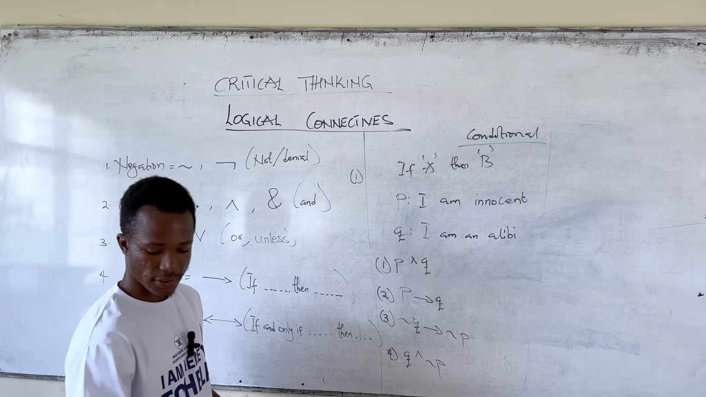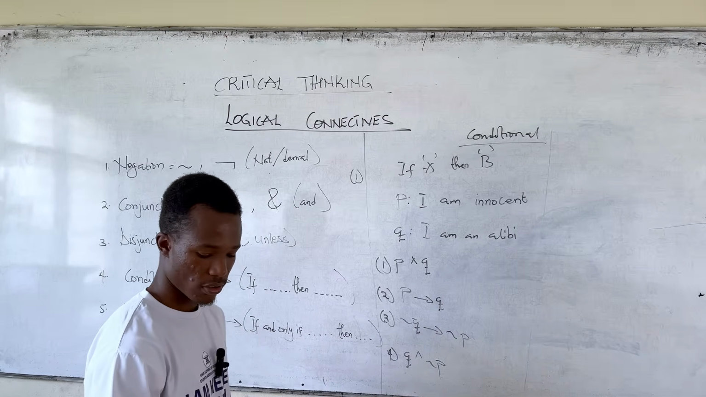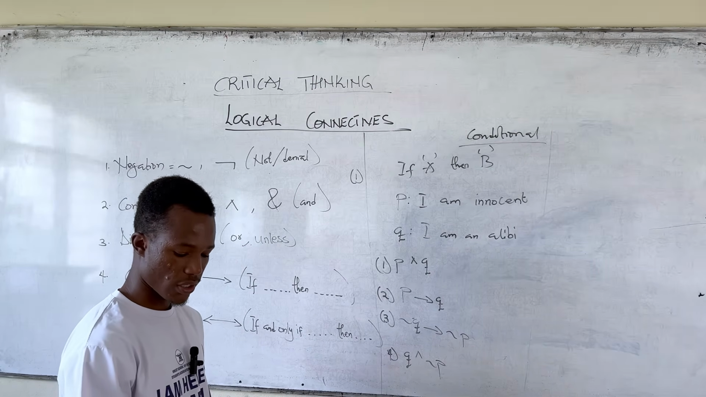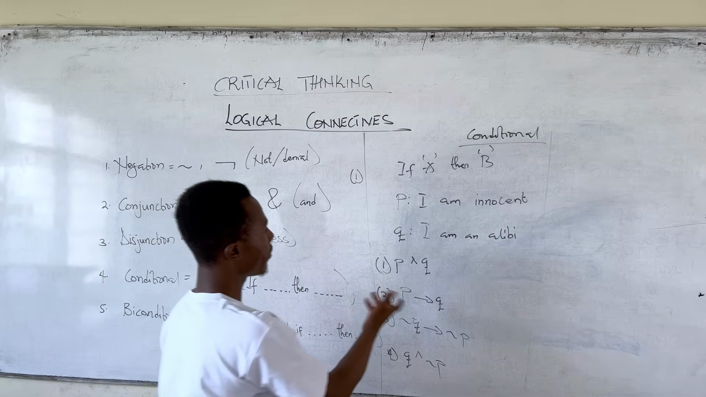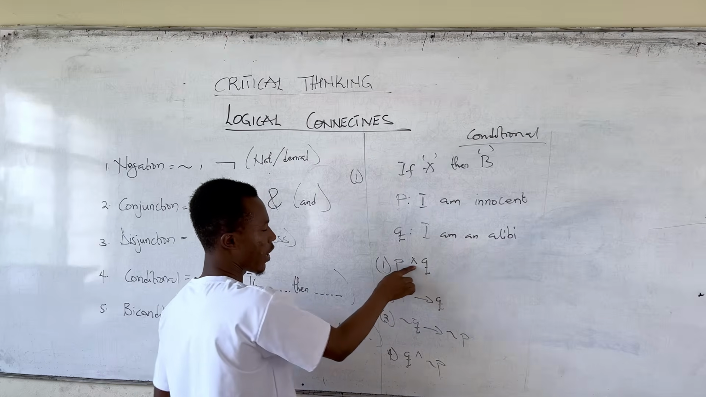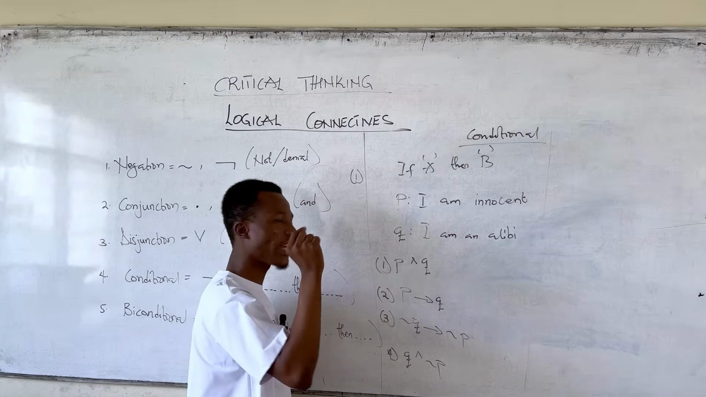When I finish, I'll give you one to try, then you give me the answers in the comment section. So the first one, we have it on the board. P and Q, and this is what? A conjunction, right? Yes, indicating "and".